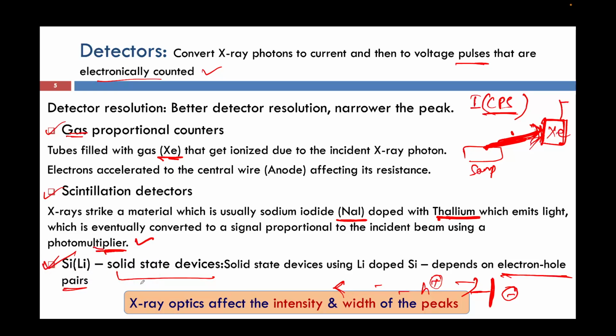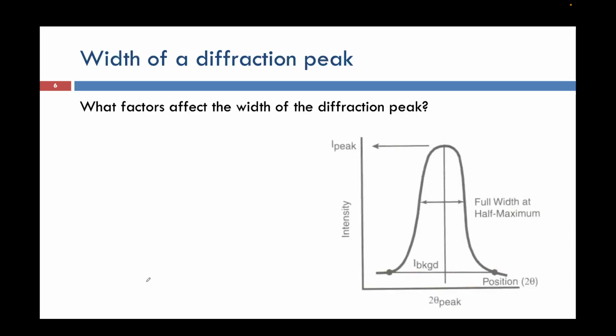So why are we studying the X-ray optics? Because X-ray optics eventually affect the intensity and width of the peaks, and our aim is to improve the intensity, reduce the background noise that is coming with the intensity, and to get as narrow a peak as possible, right? When we are talking about the width of the diffraction peak, naturally the question comes to our mind: what factors eventually affect the width of the diffraction peak?